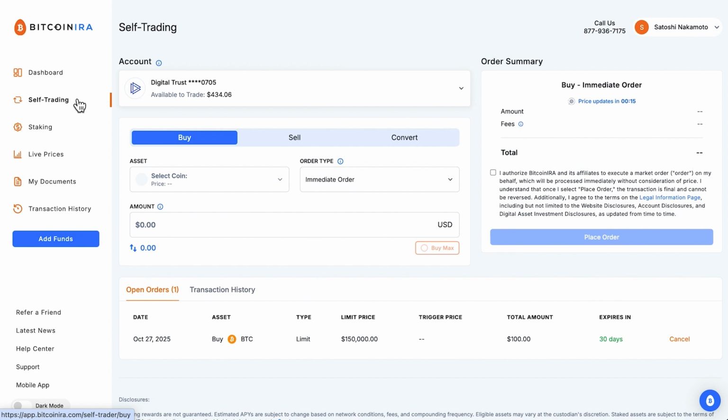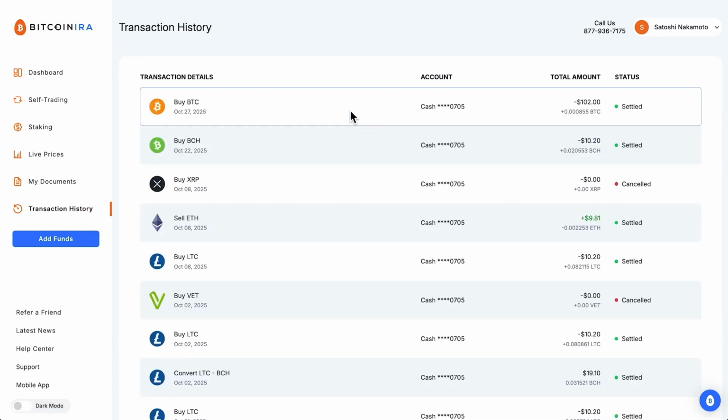If you change your mind or want to update your trade, you can cancel an open limit order anytime before it executes. Once your order executes or is canceled, it automatically moves from open orders to your transaction history, where you can review all completed or closed trades.